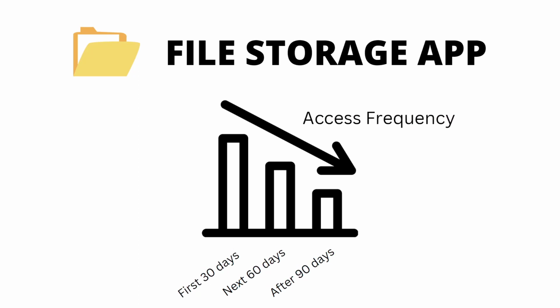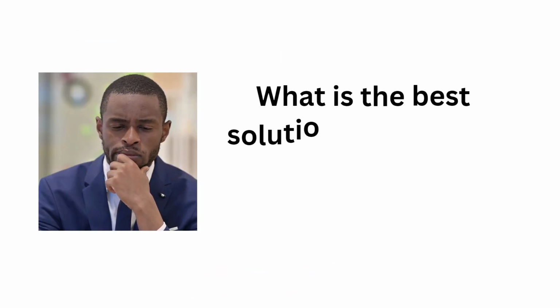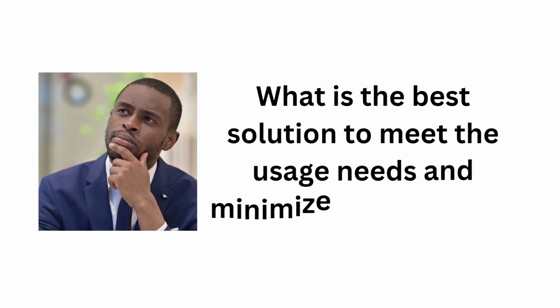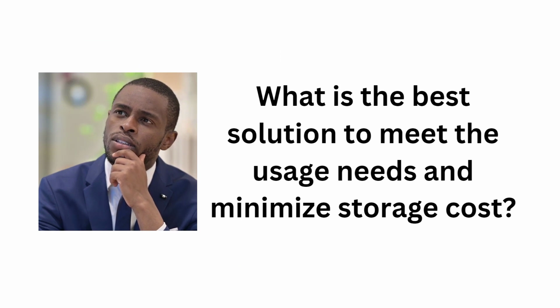Now, for the first 30 days, the access frequency will be high. Then, after 30 days, it shall be accessed only once a week for the next 60 days. And after that, it probably won't be accessed again, but you need to keep the file. What is the best solution to meet the usage needs and minimize storage cost? The solution looks something like this.